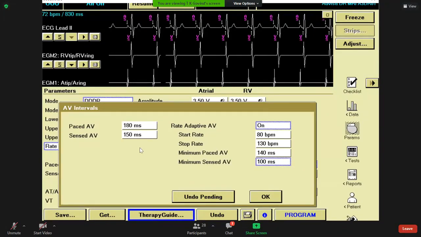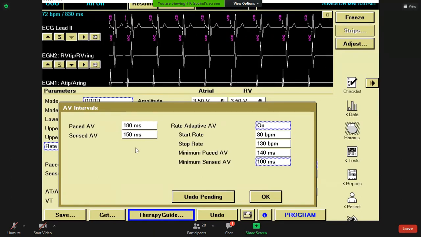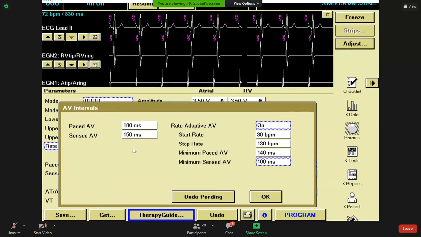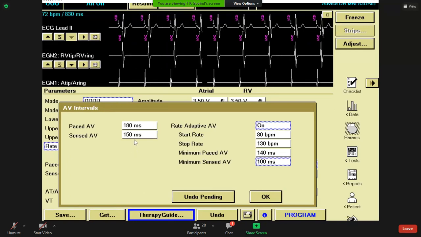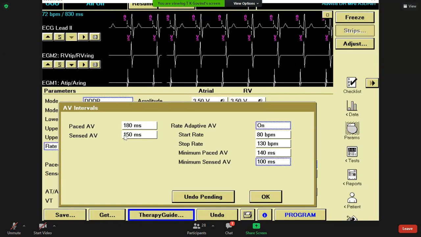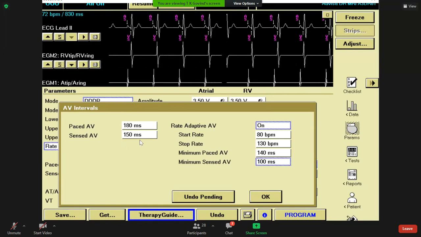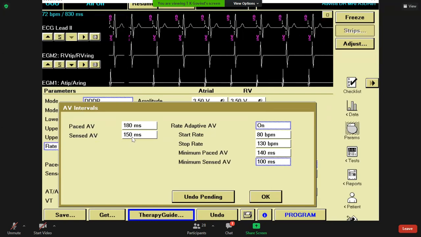Right. Okay. So in this case, initially we are talking about sensed AV delay. In this case, we assume the patient has a normal sinus node function. We are programmed to DDD mode, right? So it is only doing A sense, V pace. So in this case, unless the patient is being paced at the lower rate, paced AV delay will not kick in at all. So that is one factor. So when we are A sense, V pace on sensing, what will kick in will be only sensed AV delay.